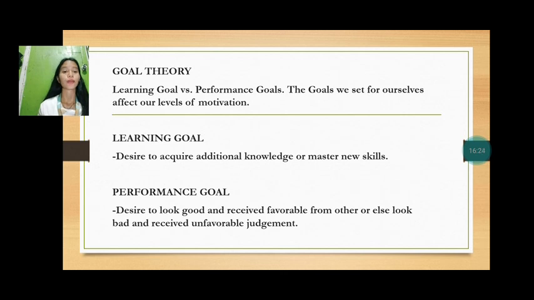Okay, the last one is the performance goal. It is the desire to look good and receive favorable judgment from others, or else look bad and receive unfavorable judgment. It is a short-term objective that is expected to be achieved within a set period of time. So in a classroom community, students do their best through their performance goals so that they can get higher grades.